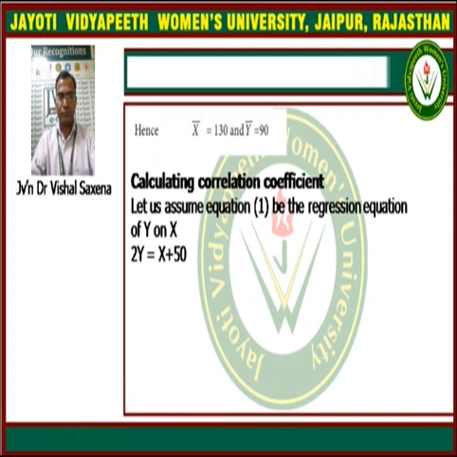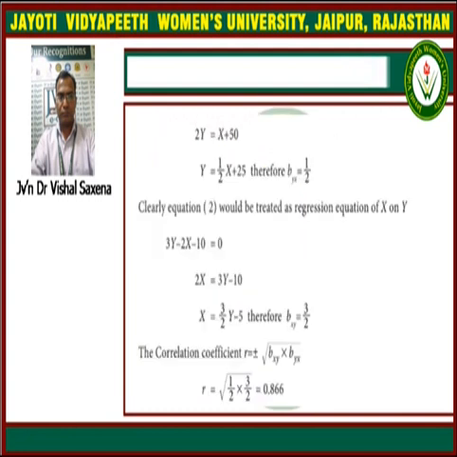So for the first equation, suppose it is the regression line of y on x. Here it is 2y is equal to x plus 50, and y is equal to x upon 2 plus 25. So that is the line of regression of y on x, and this 1 upon 2, which is the slope, is the regression coefficient byx. It is the slope half of this line y equal to x by 2 plus 25. In a similar way, the second line of regression is 3y minus 2x minus 10 equal to 0, and we solve this equation for x.